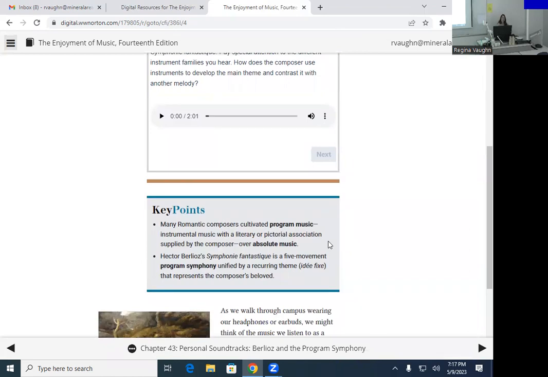Many romantic composers cultivated program music, instrumental music with a literary or pictorial association supplied by the composer, over absolute music. They wanted to convey certain stories, and some of these were nationalistic in origin, like when we get to Grieg, who we're actually not going to get to hear, and he writes Peer Gynt, that's based on a folk legend from his homeland. And that's all program music. It's meant to tell the story of Peer Gynt. The Nutcracker Suite is a series of dances that's very nationalistic in origin. Absolute music was music that did not tell a story. It was just music for music's sake.